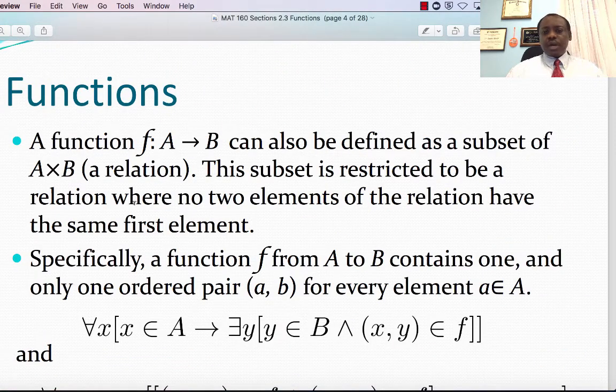Okay, let's continue our discussion on functions. A function f from A to B can also be defined as a subset of the Cartesian product of A and B, which is a relation, and we will talk more about relations further in this class. But right now, all I can say is that A is said to be related to B if and only if some criteria are satisfied. And I'm not going to go beyond that right now because we have not yet looked at relations.